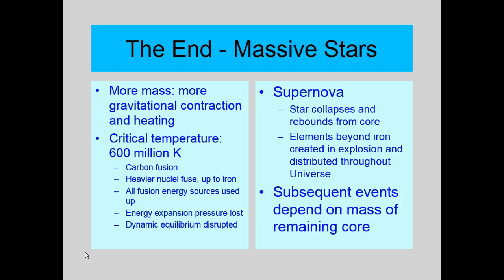Now when that happens, all the fusion energy sources are used up. It's not going to fuse past iron, not in normal fusion that we would think of. Now the energy of the expansion pressure, that came from the fusion, is lost. And now this dynamic equilibrium is disrupted. It collapses on itself. I mean, it collapses big time. And that's what forms the supernovas.